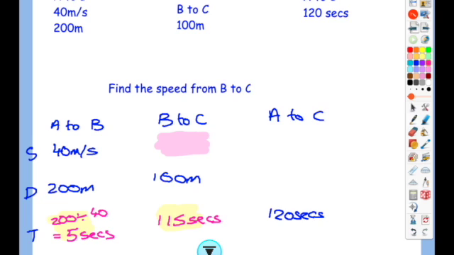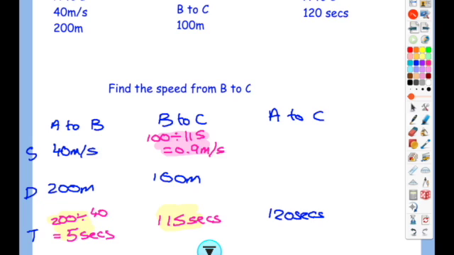Then to finally find my speed, I need to do my distance divided by my time. So I'm going to do my 100 divided by my 115. Do my division. And I'm going to get an answer of 0.9 meters per second. Very, very slow speed. Okay, 0.9 meters per second. But again, find which one you're trying to do.